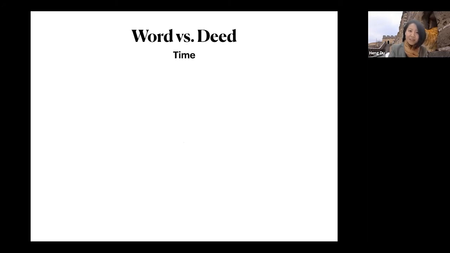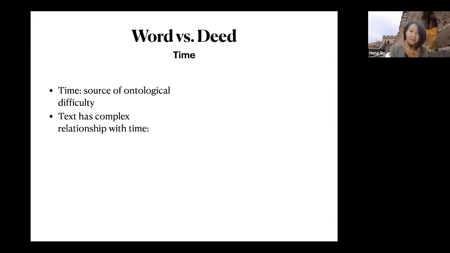And to make things more complicated, not only is time a source of ontological difficulty, text, which might at first feel like a very simple thing, is also an ontologically complex entity, especially in terms of its relationship with time, which again I hope will become clearer once we go into the concrete example. But this might already become more apparent when we think about how we typically think about text, right, as a way to manipulate time.